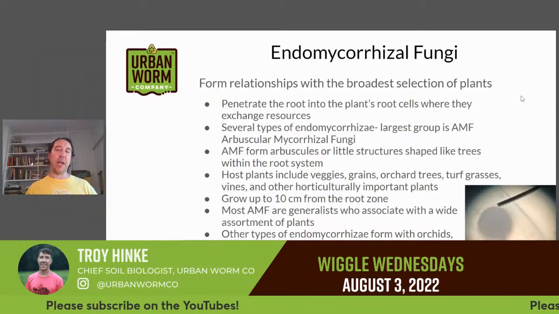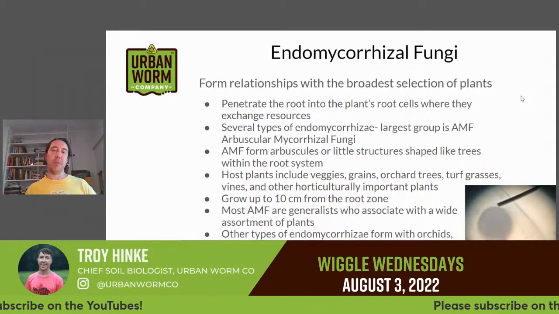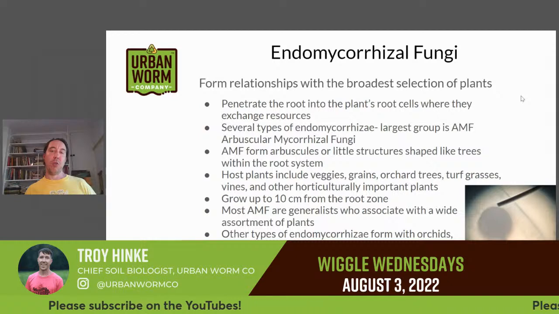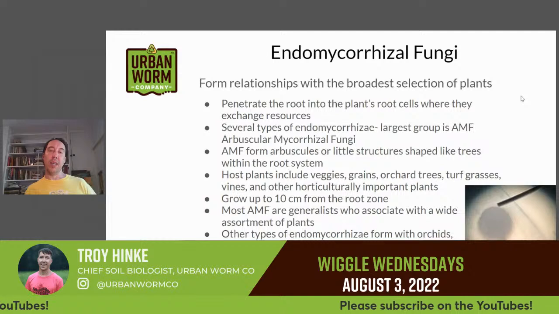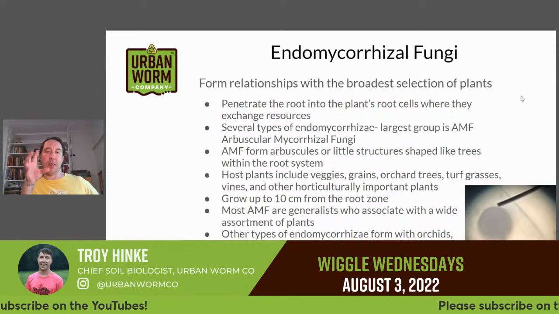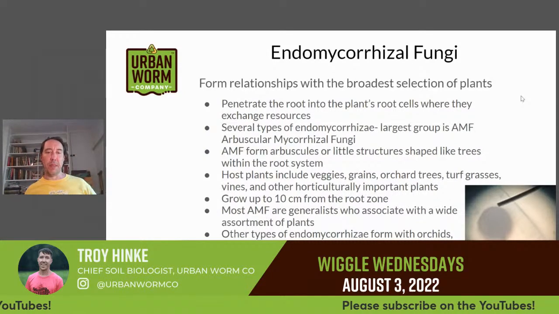And then a few of the other types of endomycorrhizae are ones that form with orchids, rhododendrons, blueberries, azaleas, and a few others. Orchids are not able to survive at all without some type of endomycorrhizal association. So if you own an orchid, you have the type of endomycorrhizae for them in your soil or in your little pot there. They absolutely need that to survive.